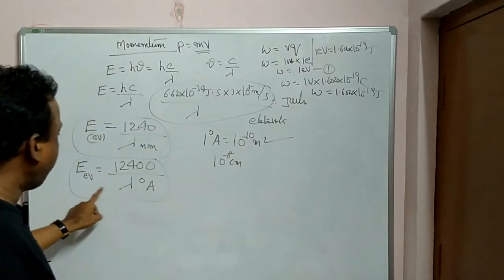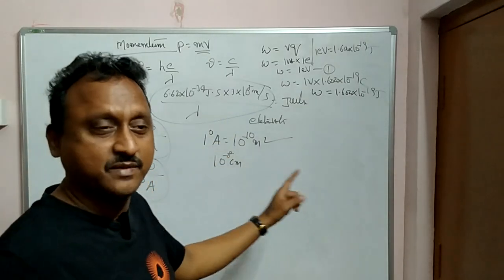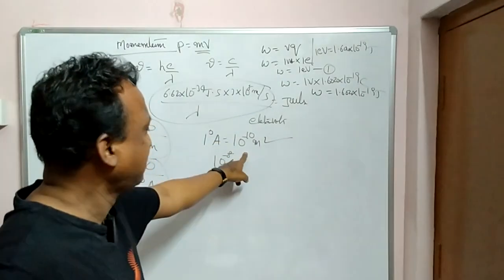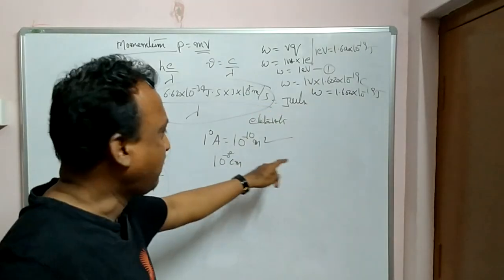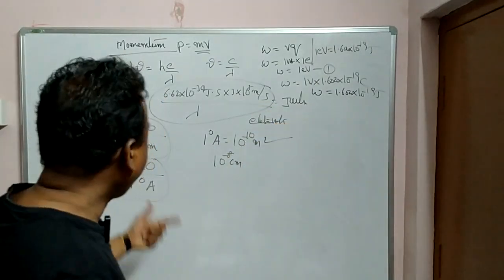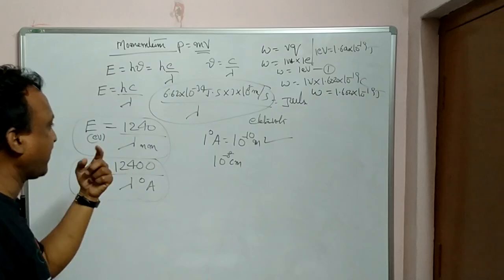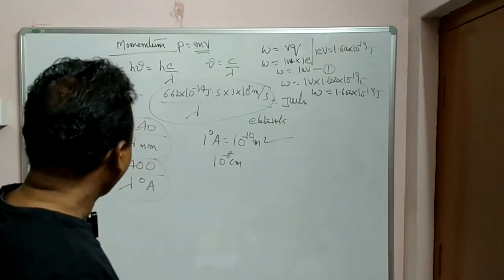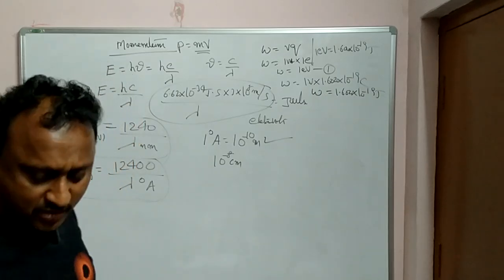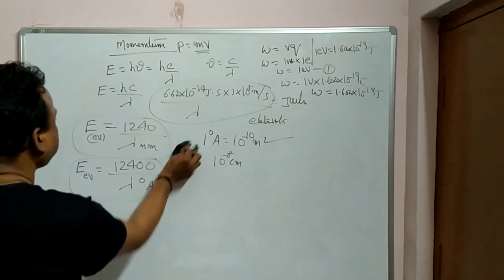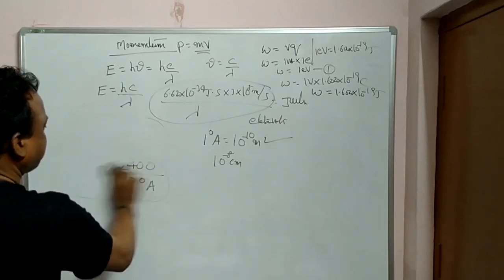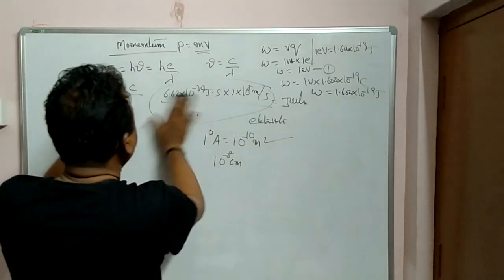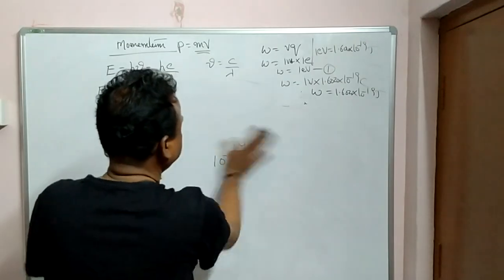Okay, and if lambda is given in angstroms, 1 angstrom is equal to 10 power minus 10 meters, or 10 power minus 8 centimeters. So then what you do is 12400 by lambda in angstroms. Okay, clear now? Now you observe this formula carefully. What happens? We will try to explain what momentum is.